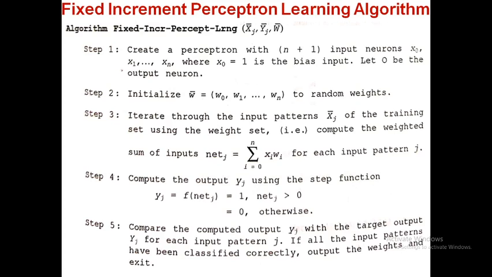Net j is nothing but the summing input. yj is equal to 1 when the summing input net j is greater than or equal to theta, where here the threshold theta is equal to 0. Else it will be 0. That is, if it is less than 0 or less than theta, then yj is equal to 0.